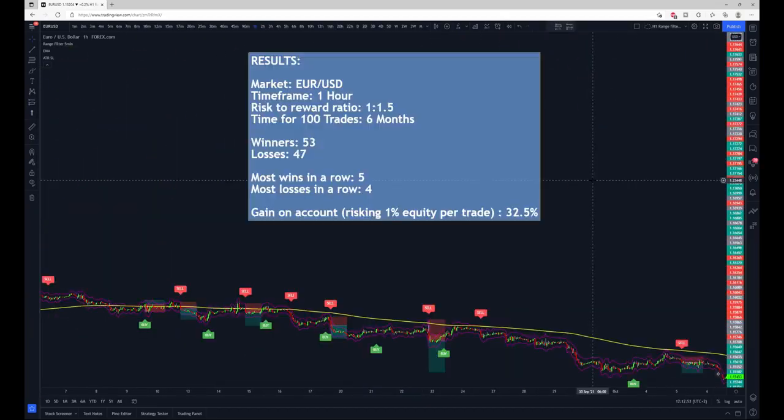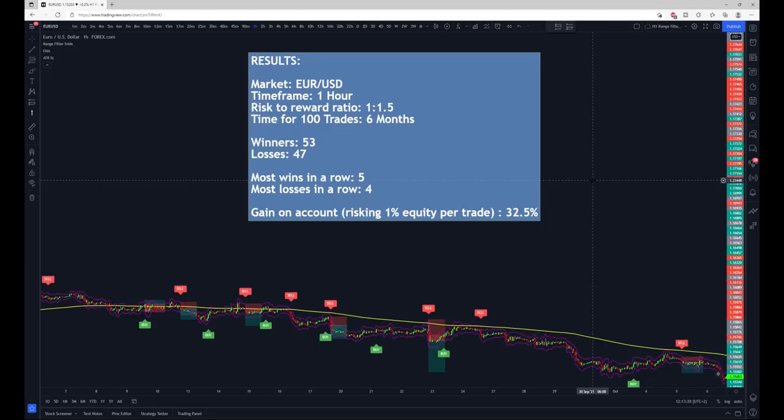All right, the results are in after the 100 tests, and they're pretty good, so let's check it out. This was done on euro against the US dollar 1 hour time frame using a risk to reward ratio of 1 to 1.5. The time for 100 trades was 6 months, and there were 53 winners and 47 losses. The most wins in a row was 5, and the most losses in a row was 4. The gain on the account, if risking 1% of your account equity per trade, was 32.5%. So that puts it in that upper mid tier of strategies that I've tested and doing pretty well.